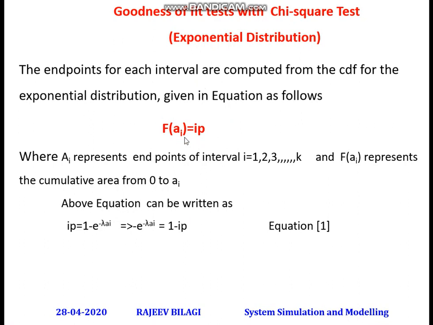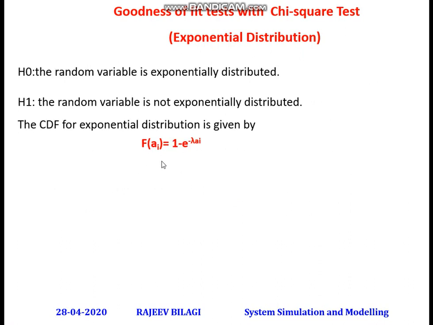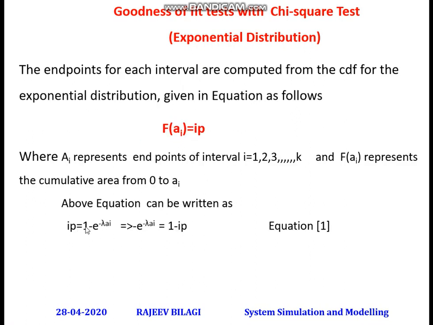which is given by F of a_i is equal to i p. Here a_i represents the endpoints for the intervals, i is equal to 1 to k, and F of a_i represents the cumulative area from 0 to a_i. Now the above equation can be written so: F of a_i is equal to i p, but in the previous equation F of a_i equals 1 minus e to the power of minus lambda a_i, so that i p equals 1 minus e to the power of minus lambda a_i, so e to the power of minus lambda a_i equals 1 minus i p.